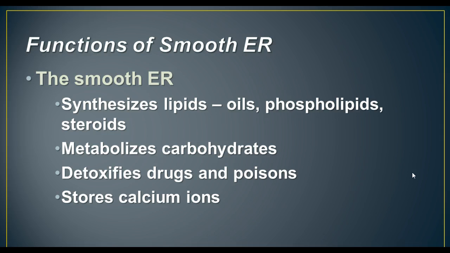Smooth ER is mostly involved with lipid synthesis, like oils, phospholipids, and steroids, including steroid hormones. It's also involved in the metabolism of carbohydrates. And cells that do detoxification, like the liver and things like that, have lots of smooth ER. So there are some functions that it does in relation to breaking down drugs and poisons.